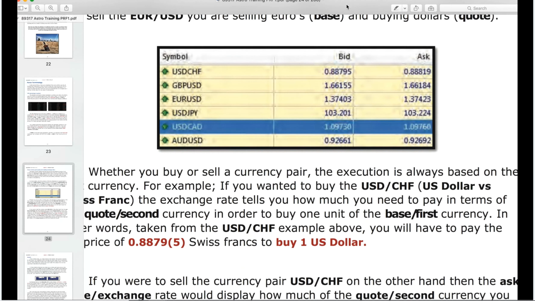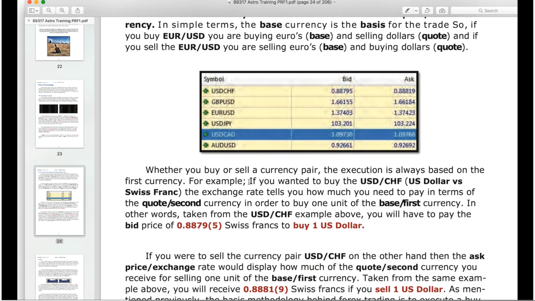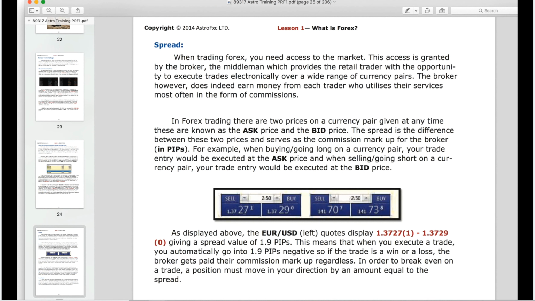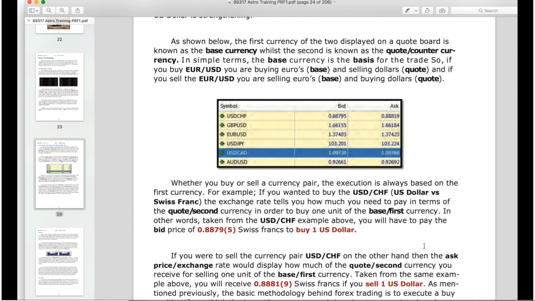Okay, the spread. Now, what I will say about the spread, all of this is in the book as well for you to refer back to. So here we go, spread. It's got the bid, the ask, spread, and you can see the different examples. So GBP USD, 1.6615, 1.6618. That's a 3 pip spread.